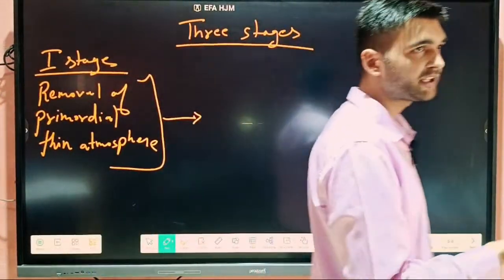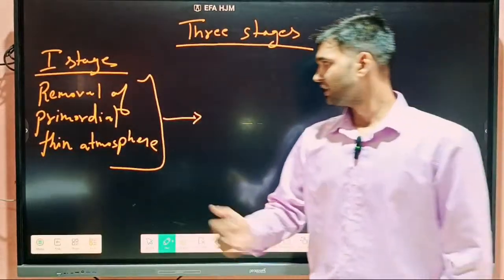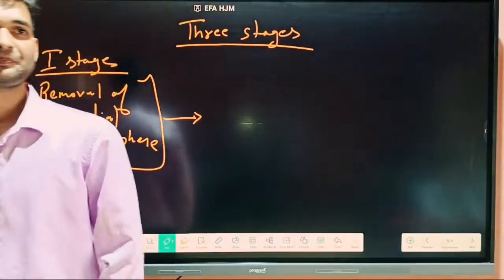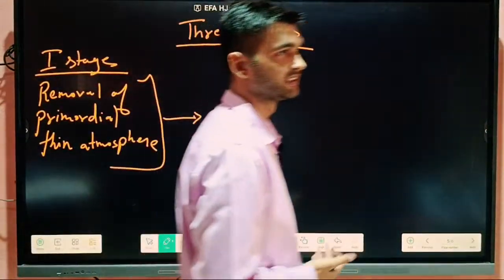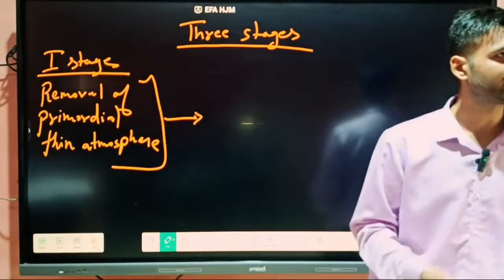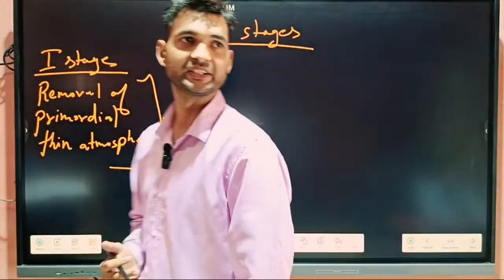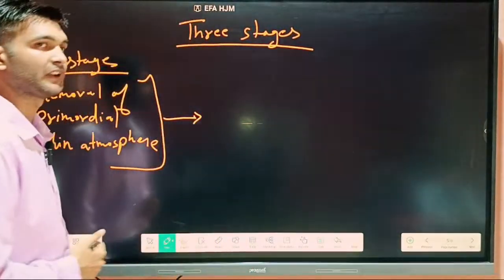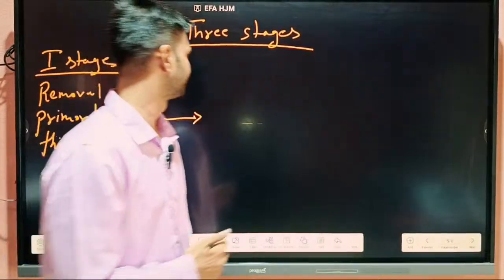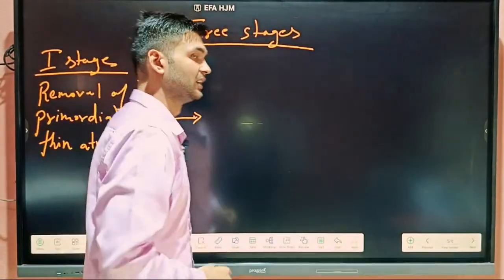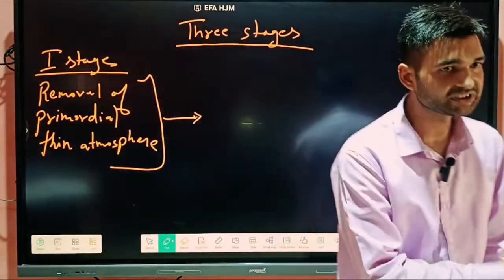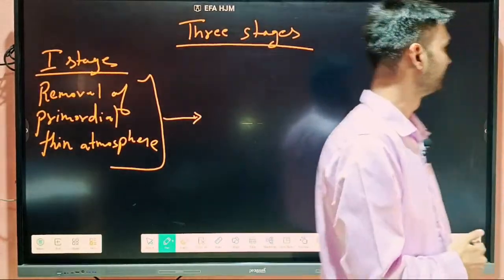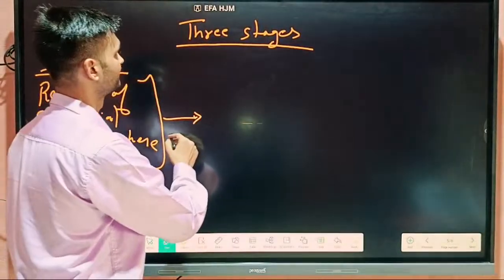Now Earth had no atmosphere. So with the passage of time, the surface of Earth, or you can say the hot interior of Earth, started contributing in the formation of atmosphere by releasing various gases. So the gas started releasing from the surface, from the lithosphere. And what were those gases?